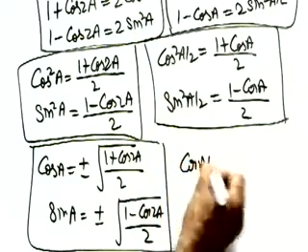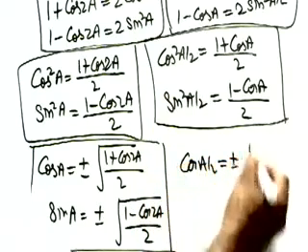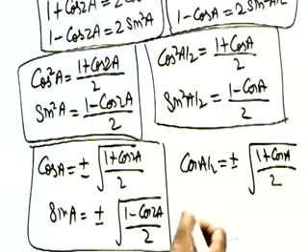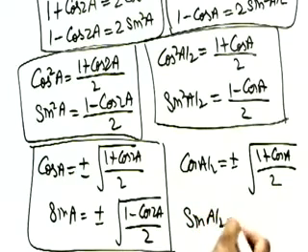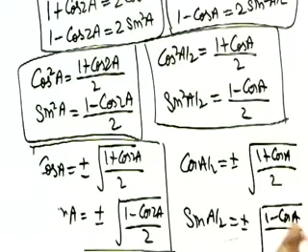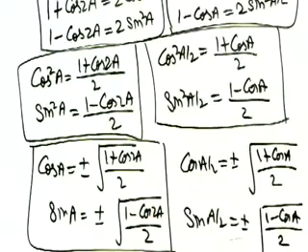The same here: what will be cos a by 2? Cos a by 2 will be plus or minus under root of 1 plus cos a, whole divided by 2. In the same way, for sin a by 2, the plus or minus sign depends upon the quadrant in which a by 2 lies. So write all these formulas on a paper and learn them by heart. These are very important formulas we have to use in complete trigonometry.